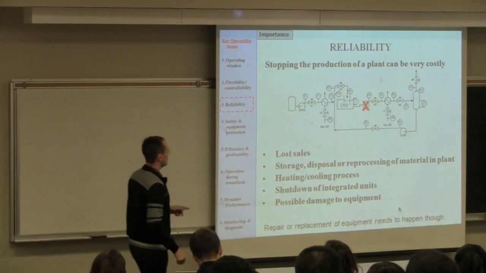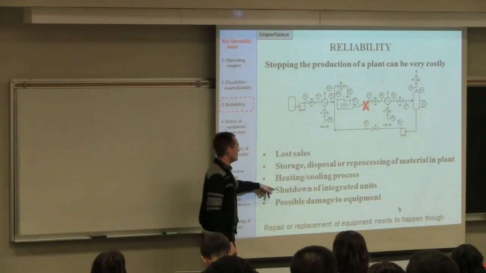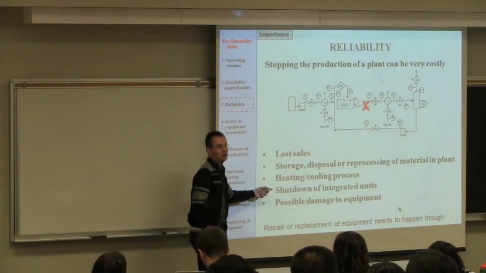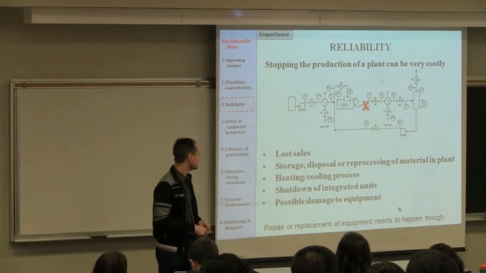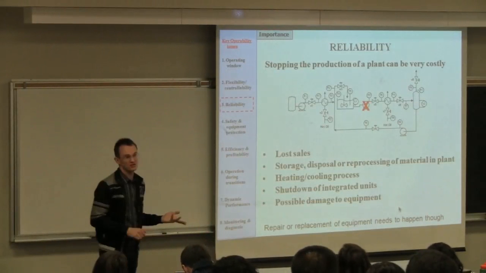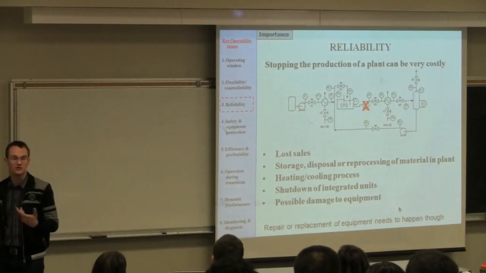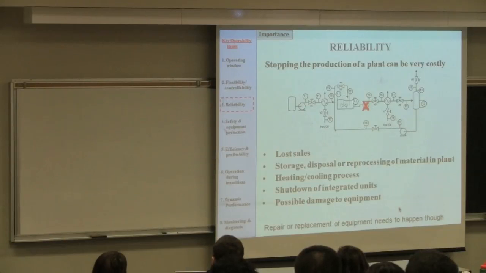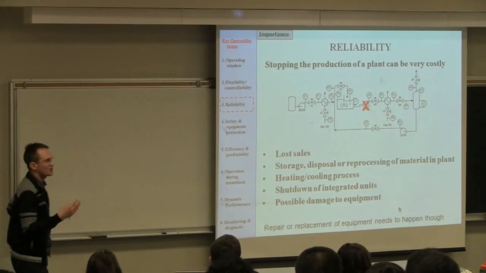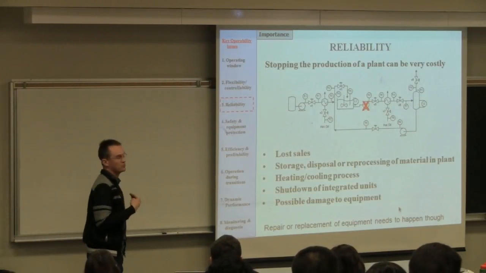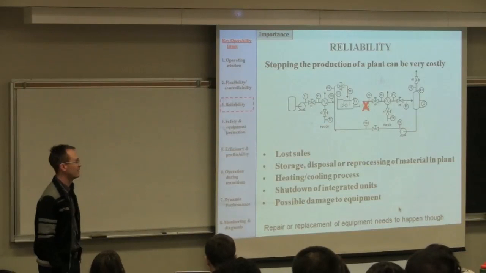You have to shut down your heating and cooling utilities. These integrated units have to be shut down, and those are hard to bring back online again. And often, most damage occurs when we're starting up and shutting down. That's true for many systems. Aircraft experience the most accidents at takeoff and landing. Cars experience some critical damage when you're pulling out of your driveway, right? Or in the parking lots. So during startup and shutdown, damage is more likely than at other times.